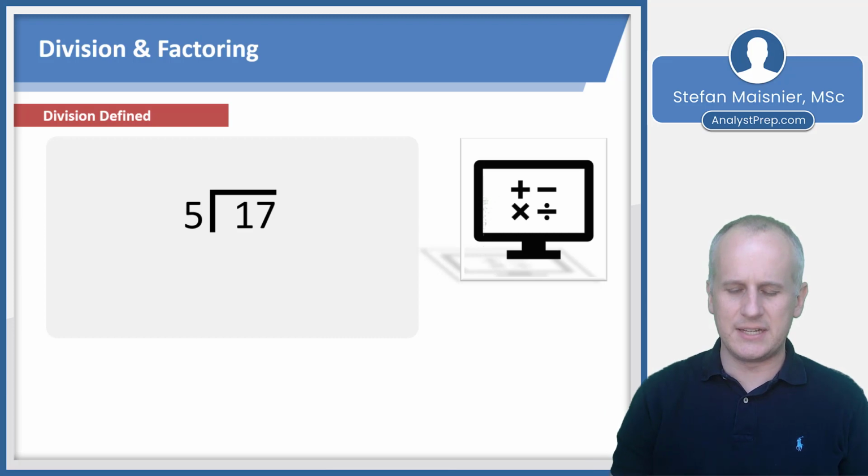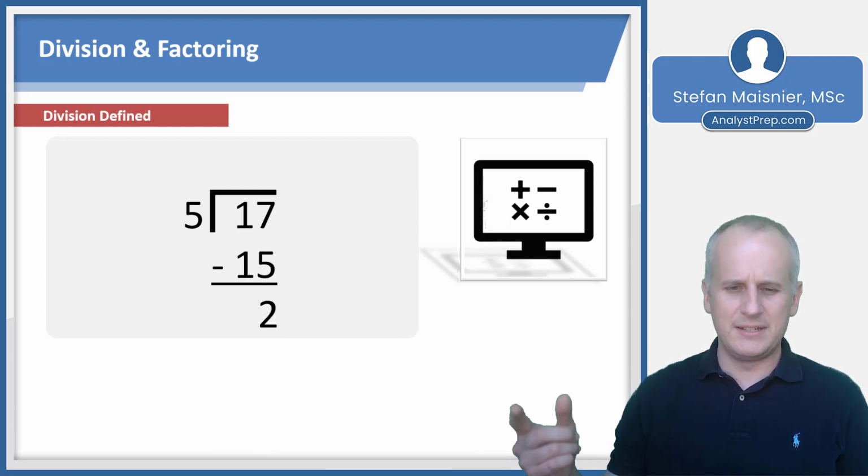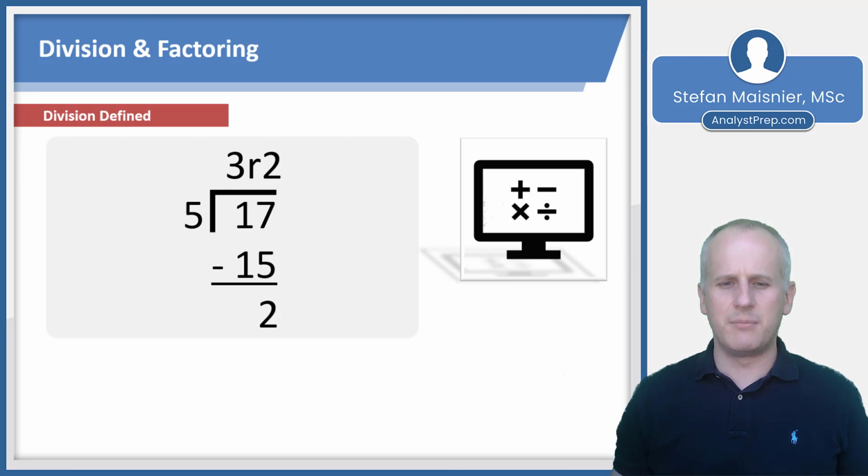So we've got 17 being divided by 5 here. To manipulate this, we know that we multiply 5 times 3 because 5 goes into 17 3 times. Then we subtract out the 15, we get 2, and we know that our result is going to be 3 with a remainder of 2, because 5 goes into 17 3 full times, but then you've got 2 left over for the last little bit of the final 5.